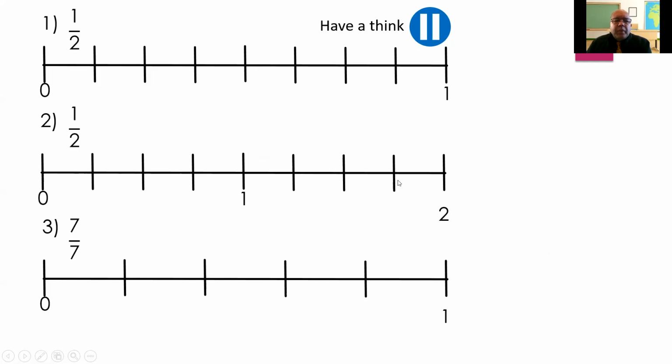Okay, so on these number lines, just pay attention because we've got a 0 here and a whole one here. On the second one, we've got 0 here. 1 is in the middle and 2 is at the end of our number line. And on the final one, 0 here and 1 here. Can you find where a half, and 7/7 are on those number lines? Pause, have a go.